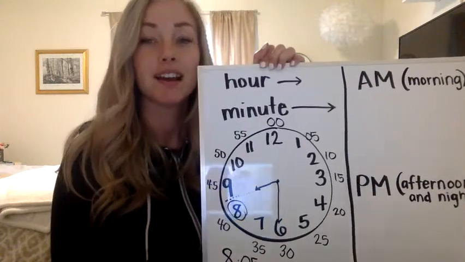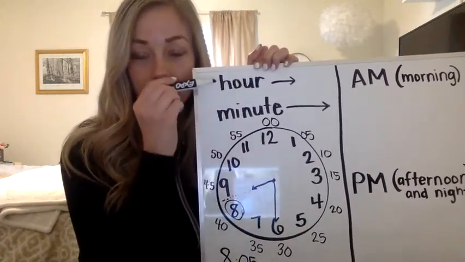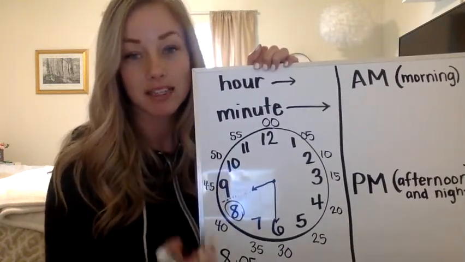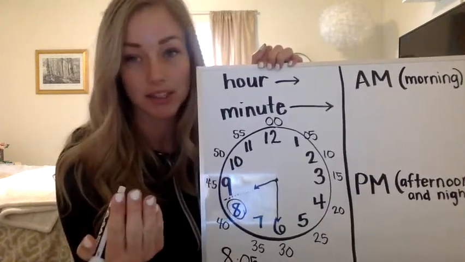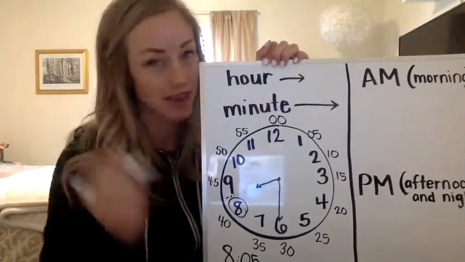Okay? All right, so that's kind of how you tell the time on the clock. Remember, the hour hand is the short one and the minute hand is the long one. Okay? If the hour hand is between two numbers, go with the lower one because it hasn't gotten to the big one yet. So it's still on the smaller number. And then for minutes, all you have to do is count by fives.